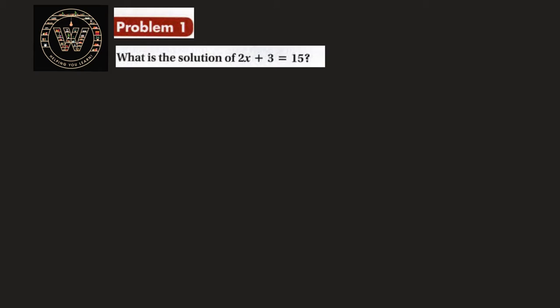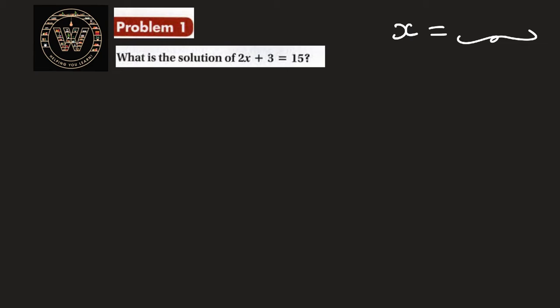Let's try this problem out. What is the solution of 2x plus 3 is equal to 15? Now remember, if we have to solve the equation for the variable, we need to keep the variable on one side of the equal sign and everything else on the other side of the equal sign.